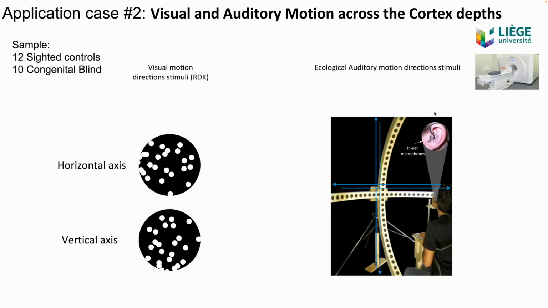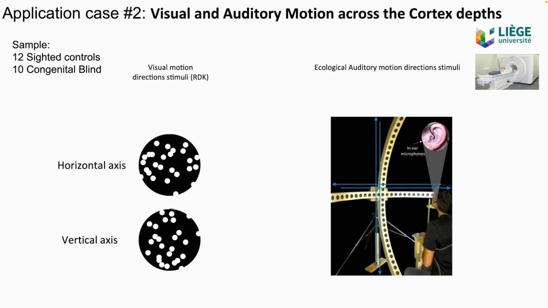Another application study of the layer-fMRI toolbox tries to investigate the perception of motion in congenitally blind people as well as in normally sighted controls, using visual motion tasks in the sighted and then also auditory motion tasks in both the sighted and the blind people.